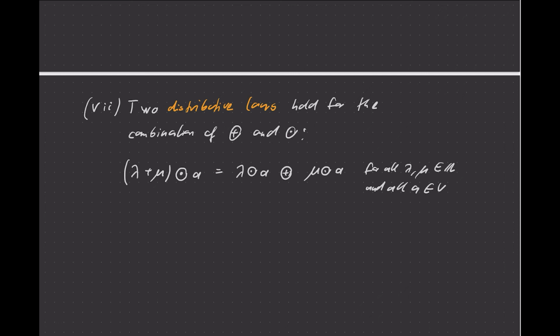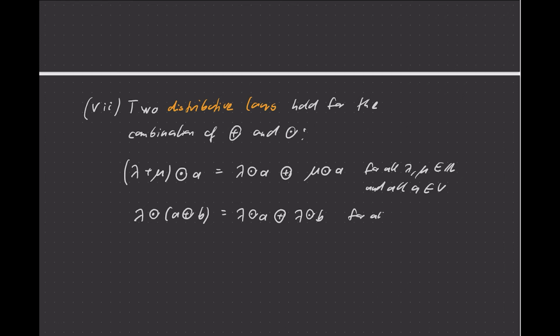And finally, the last distributive law. This is in contrast for the addition of two vectors. So if we multiply the sum of two vectors with a scalar like this, then that is the same as multiplying each of the vectors with that scalar first, and then summing up the resulting vectors.